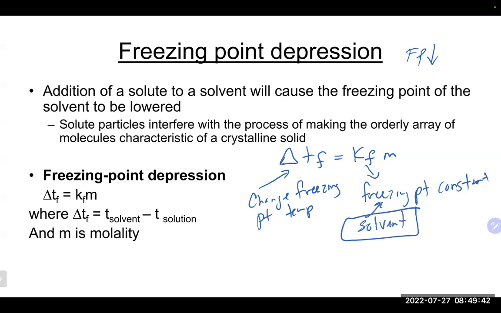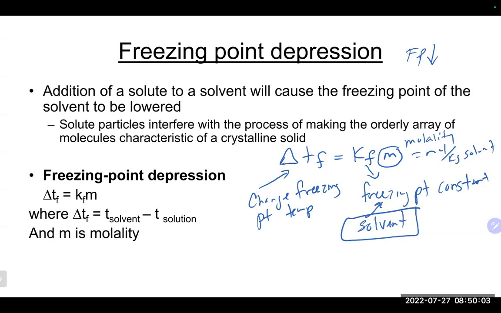Again, if it's aqueous or ionic, it's probably going to be water. In a lot of cases it will be water, but it may not always be water. And our little m here is what we talked about previously. That is the molality, which is our moles per kilogram of solvent.